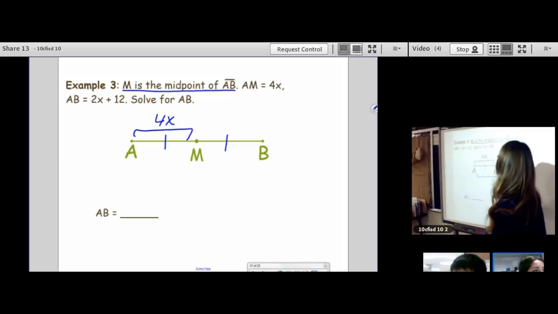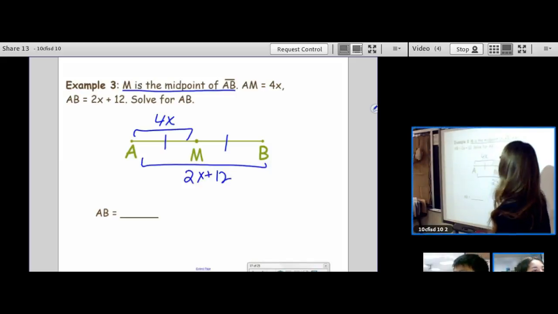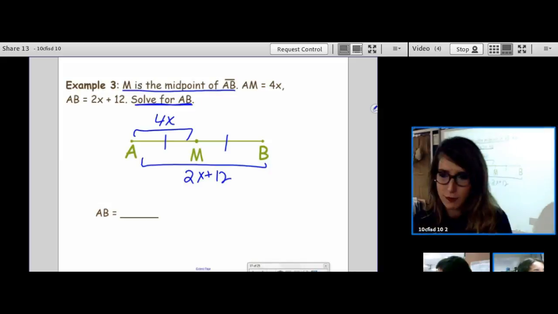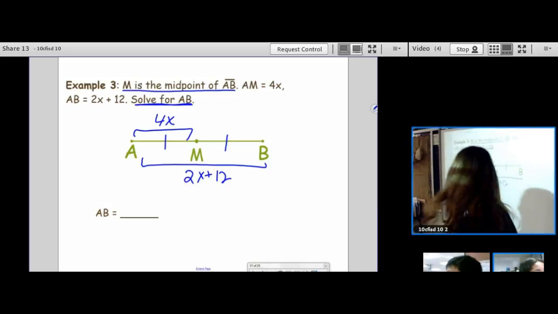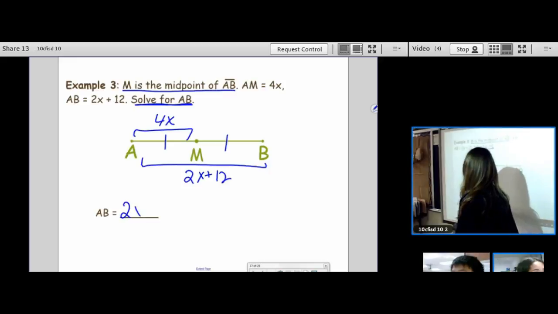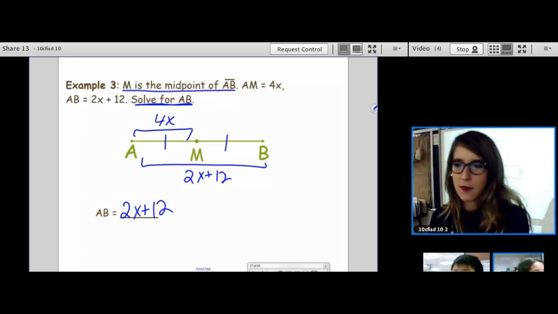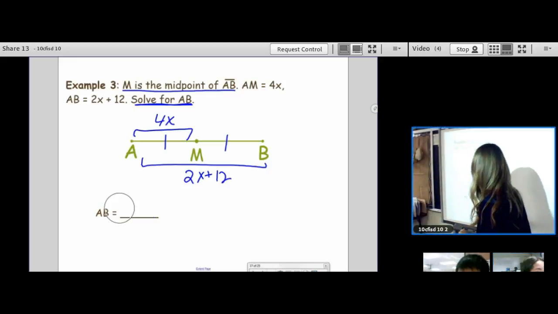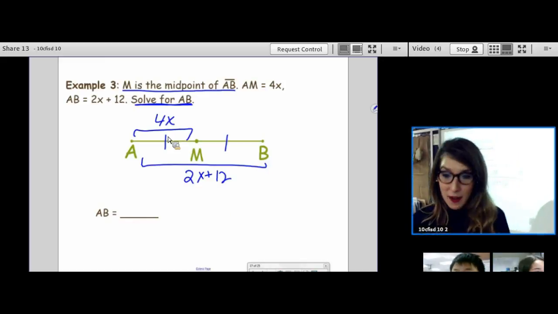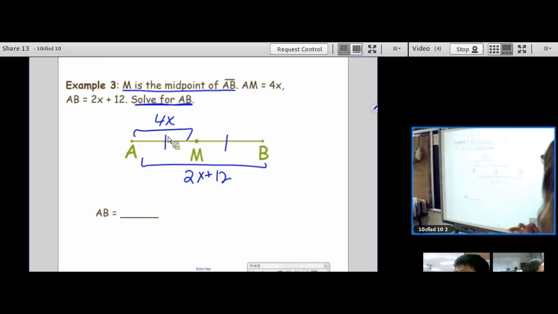AB is 2x plus 12. Solve for AB. Here's what you don't do. You don't write AB equals 2x plus 12. Believe it or not, I've had students do that before. So we don't want to do that. I'm looking for a numerical value here, so be careful.